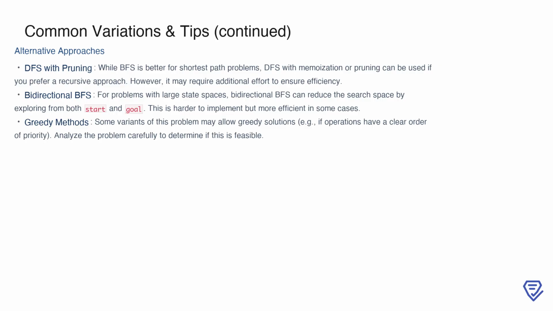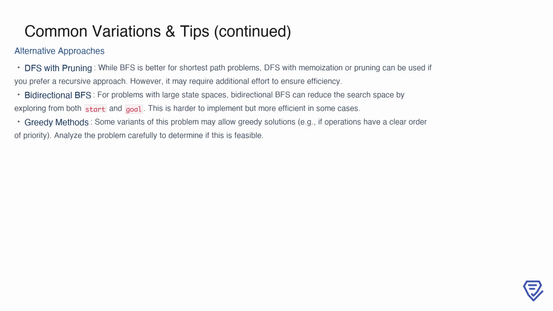Another approach is bidirectional BFS, which explores from both the start and goal simultaneously. This can significantly reduce the search space for problems with large state spaces, although it's more complex to implement. There are also cases where greedy methods might work. For example, if the operations have a clear order of priority, a greedy solution could potentially minimize the number of steps. However, this depends entirely on the problem's specific constraints and structure, so you'll need to analyze carefully to determine if a greedy approach is feasible.